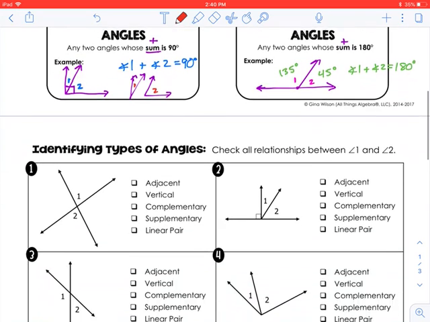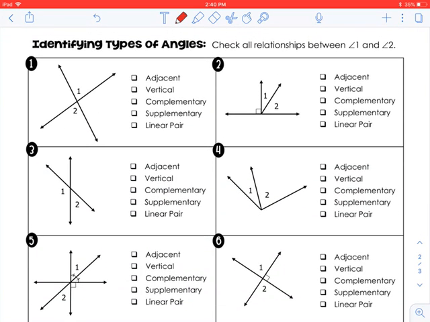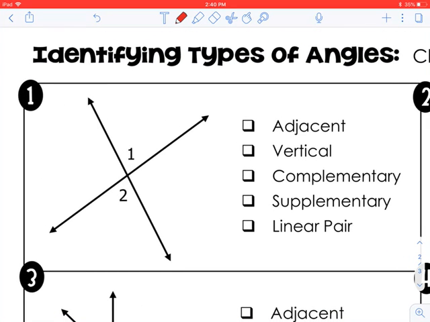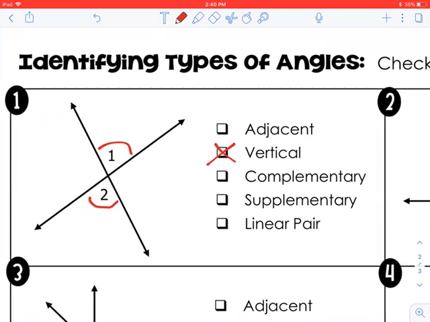Okay? So, a few examples here. Check all the relationships between 1 and 2. So, we've got number 1. 1 and 2, they're across from each other, and they make that X shape. Okay? So if that's the case, that is vertical. We don't know if they're complementary, supplementary, linear, and they do not share a side. So, they do not share a side, so the only one that would work would be vertical.